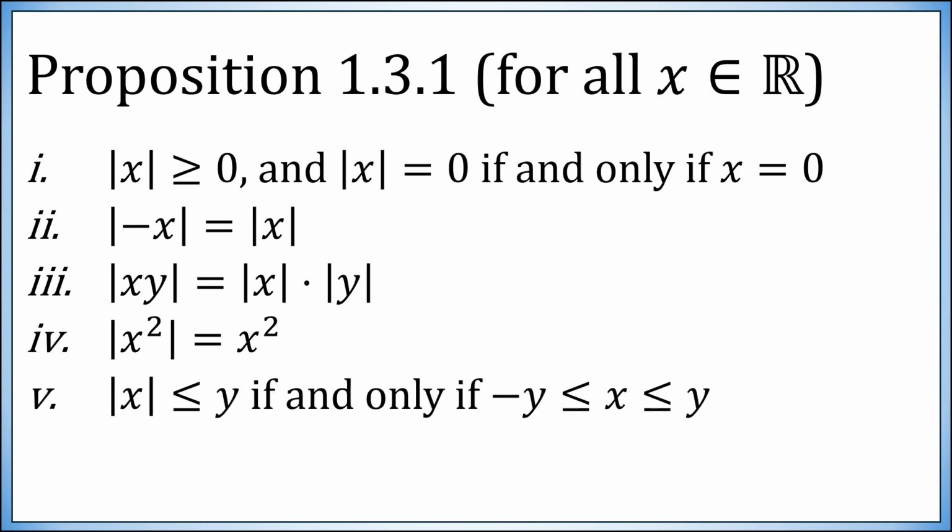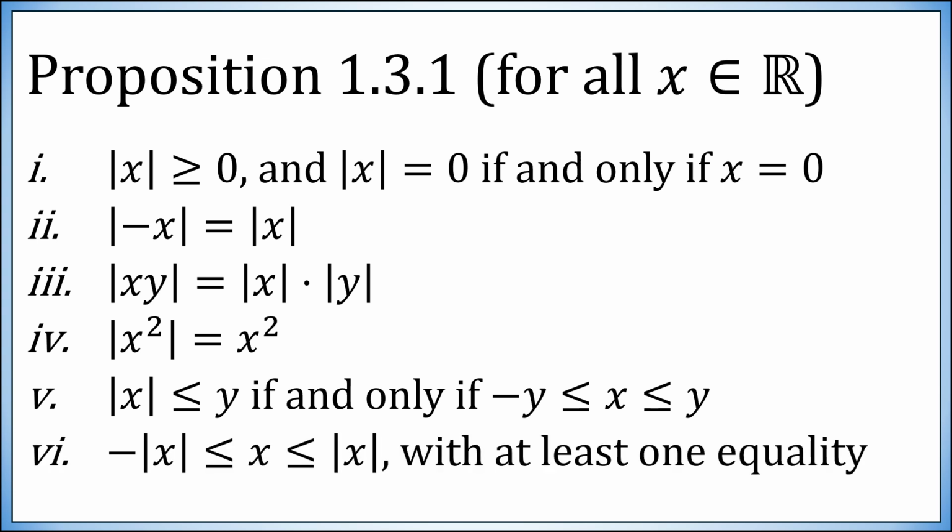The absolute value of x is less than or equal to y if and only if x may be placed in between plus and minus y. And finally, x is in between the absolute value of x and negative the absolute value of x, and at least one of those is actually an equality.